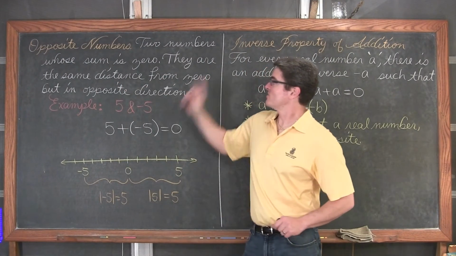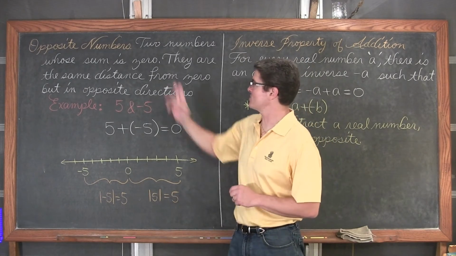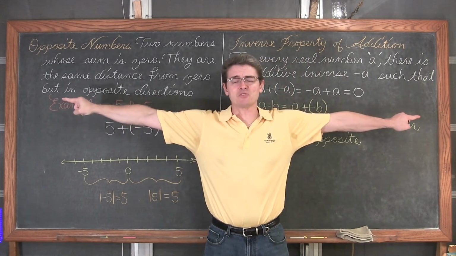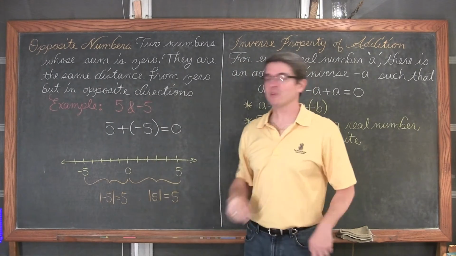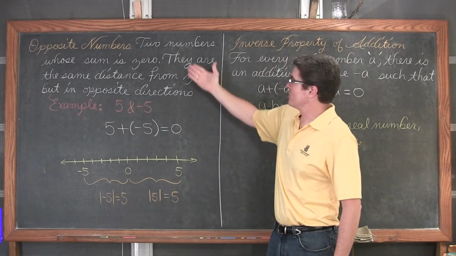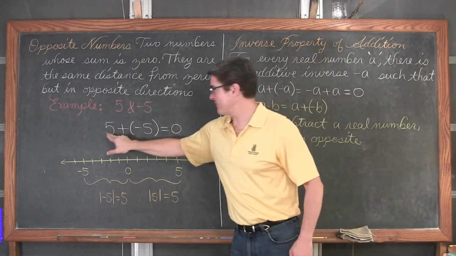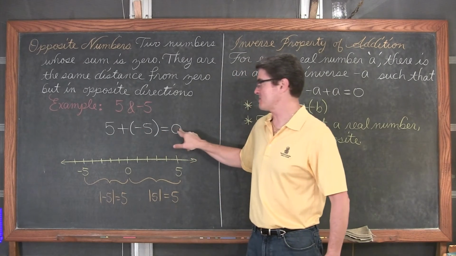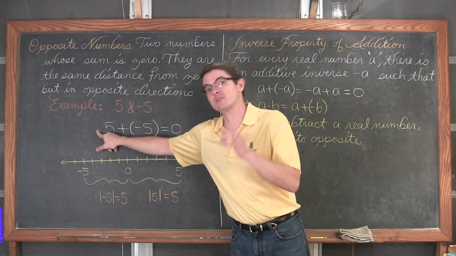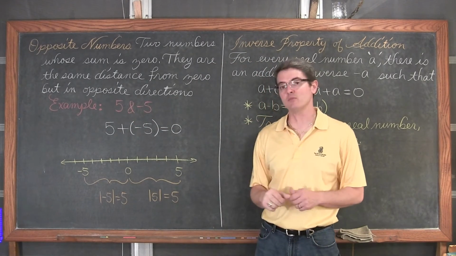Opposite numbers: two numbers whose sum is 0. They are the same distance from 0, but in opposite directions. So our example is 5 and -5. Well, they're supposed to add to 0. The sum is supposed to be 0. So that means that 5 plus -5 is equal to 0. Anytime you add numbers where one is positive and the other is the same number but negative, or different signs, you're going to get a sum of 0.